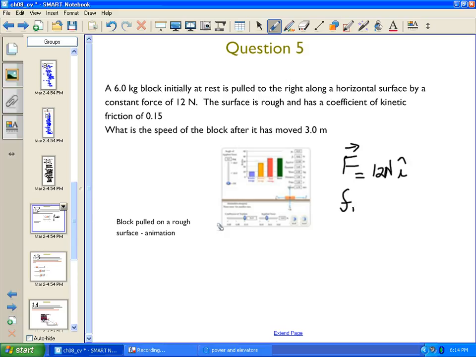We have the force of friction, which we are going to take to be against the direction of motion, and that will be given by mu k, the coefficient, which by the way is what was given here, not the force of friction, times the normal force, and this force of friction should be in the minus i hat direction.